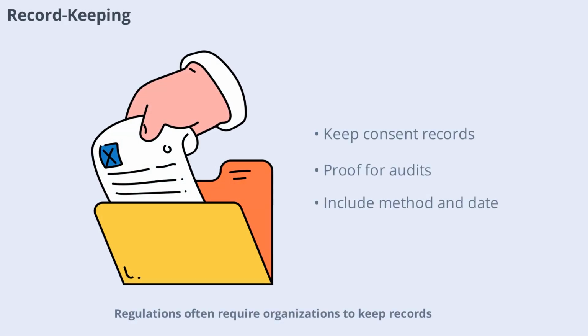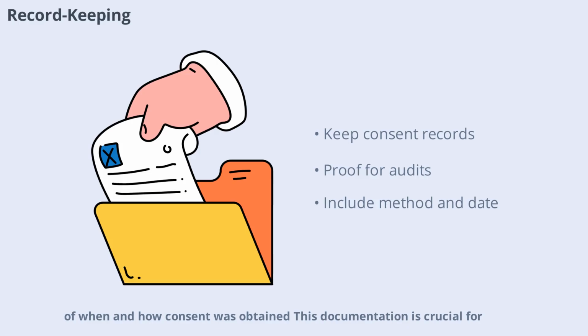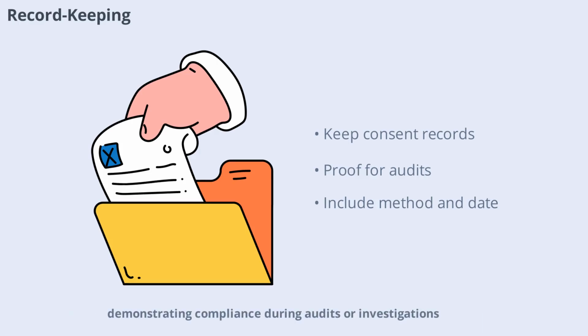Regulations often require organizations to keep records of when and how consent was obtained. This documentation is crucial for demonstrating compliance during audits or investigations. Records should include the date, method, and content of the consent, as well as any related communications.